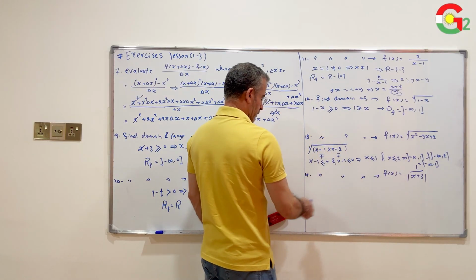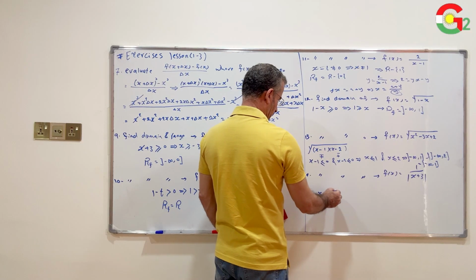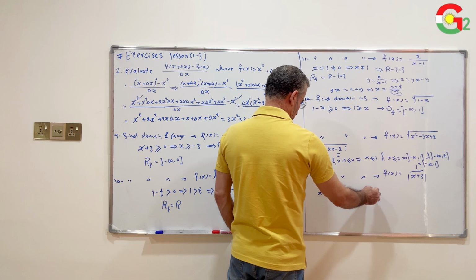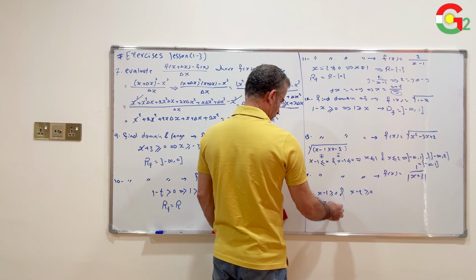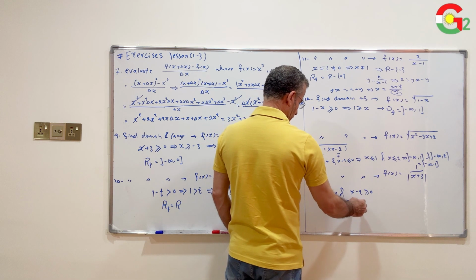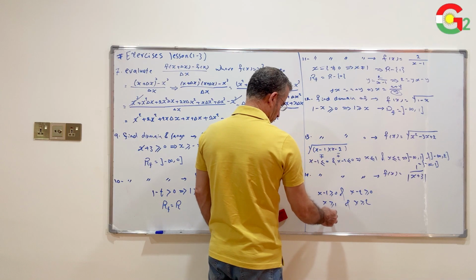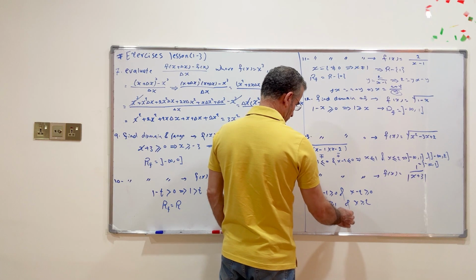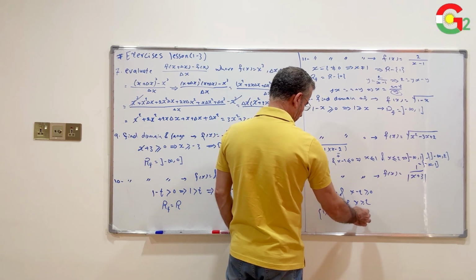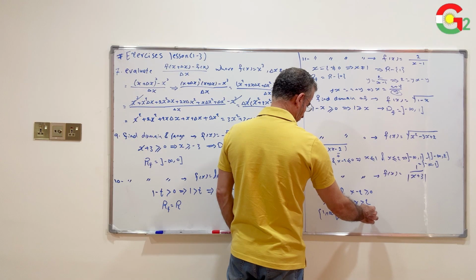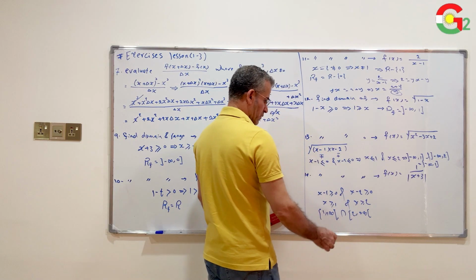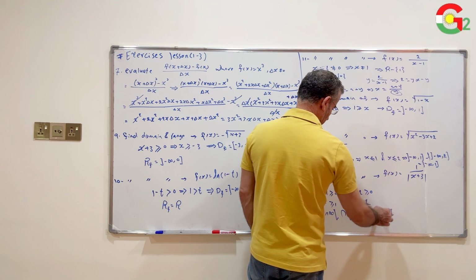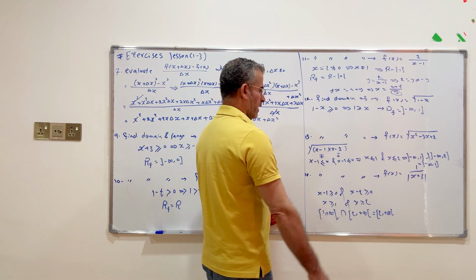For the second case, when x minus 1 is greater than or equal to 0 and x minus 2 is greater than or equal to 0, then x is greater than or equal to 1 and x is greater than or equal to 2, so 1 to infinity intersected with 2 to infinity. The result is 2 to infinity from the second case.